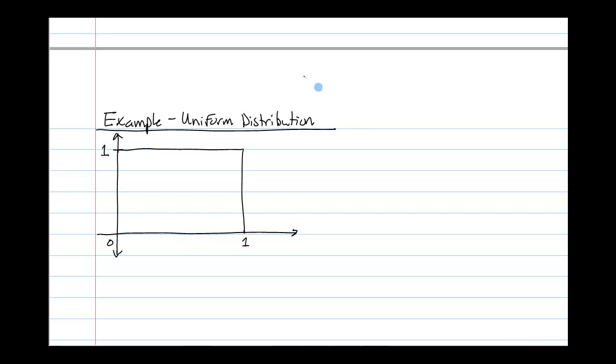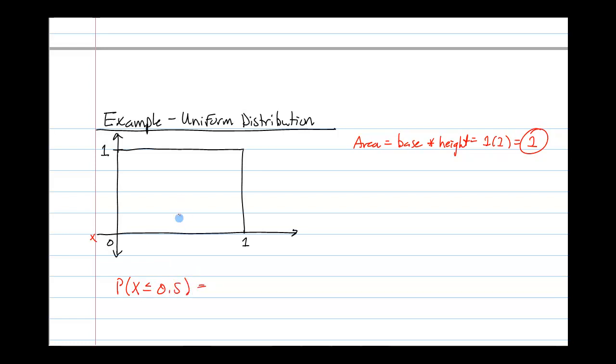So the area here is base times height, which is 1 times 1, or 1. So there's my 100%. Now if I want to find corresponding distributions or corresponding probabilities, I just find the area. So let's go ahead and look at an example. Let's find the probability that, we'll call this x, my random variable x, is less than or equal to 0.5.